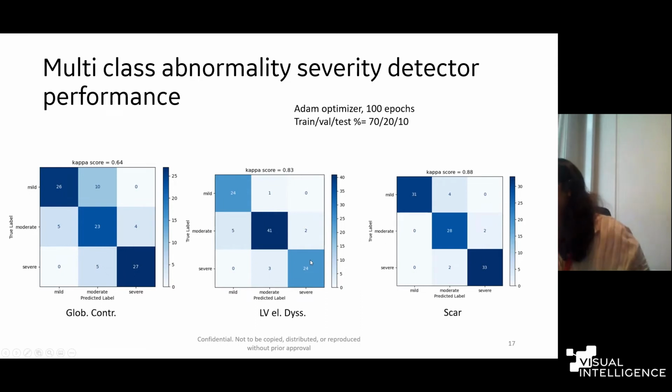So this neural network was trained for 100 epochs using an Adam optimizer, and the training and validation set consisted of 700 plus 200 patients, and the test set had 100 patients. So the results that we see here are on the test set with 100 patients, and we see that the majority of the patients were accurately classified into the severity of each abnormality. So we see three confusion matrices because of the three abnormalities, but within the confusion matrices, as I emphasized, our labels differ from mild to severe to represent the severity of that abnormality.